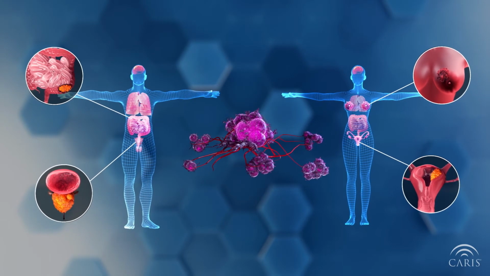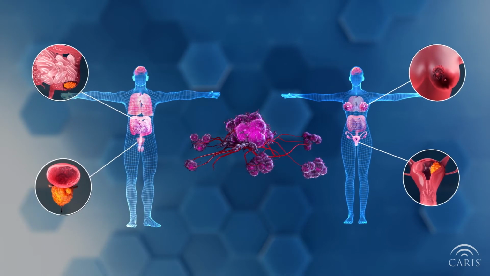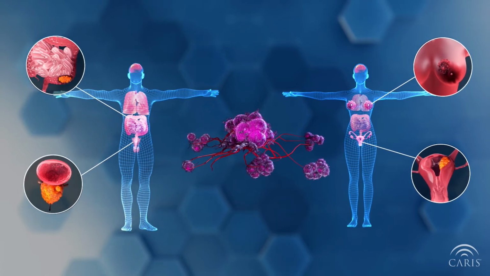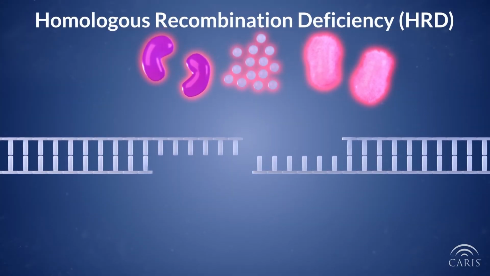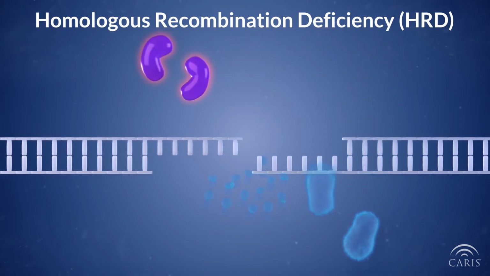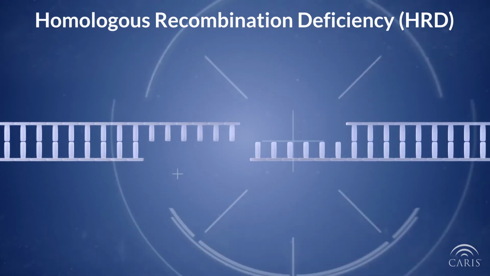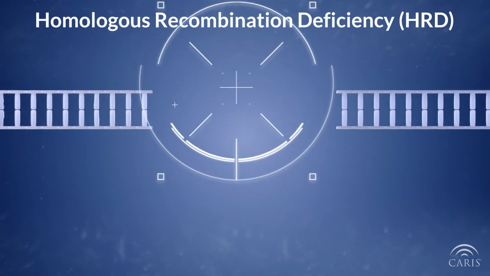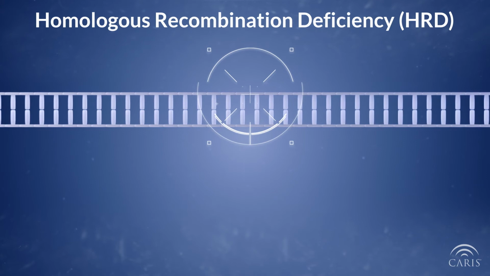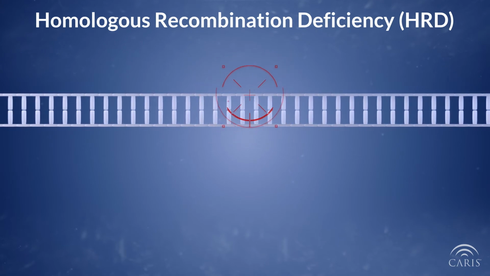It is important that your physician is informed as to whether HRD is a contributing factor to your cancer, because tumors that have homologous recombination deficiency are more vulnerable to a specific targeted therapy that inhibits PARP protein function. Because tumors with HRD need PARP to fix double-stranded breaks, PARP inhibition is effective at killing these cells.